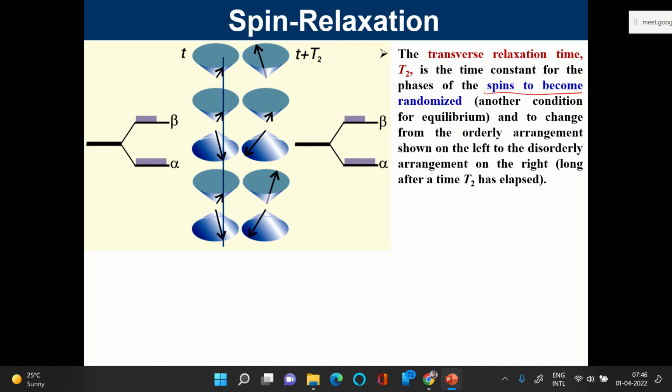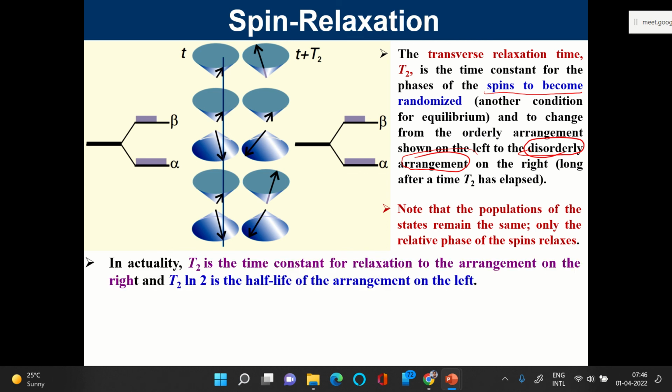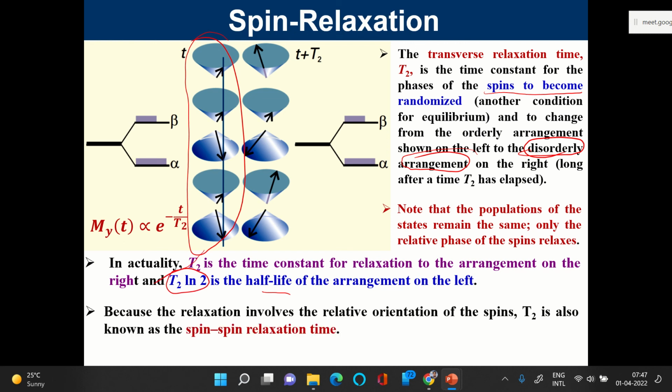So it is the disorderly arrangement that the system wants to achieve for the spins. The population of states remains the same, I already told you. Only the relative spins are relaxing. T2 is the time constant for this arrangement, and T2 ln2 is the half life of this state. So this is also called spin relaxation time, or transverse relaxation time. Both mean the same.